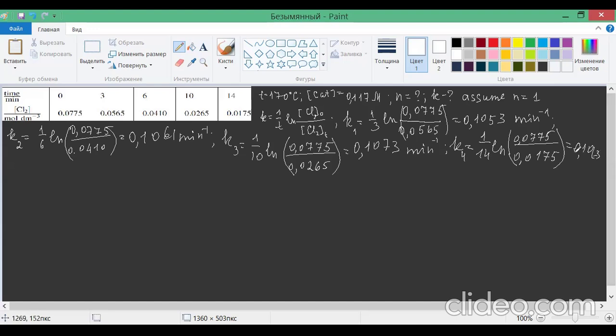So as we can see, k sub i remains constant. For that reason, we can assume that n is indeed equal to... I'm sorry, first order. And the mean value of the rate constant is equal to the sum of the k's just found divided by 4.